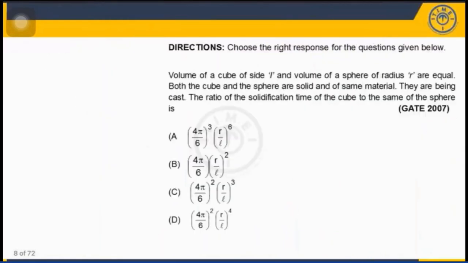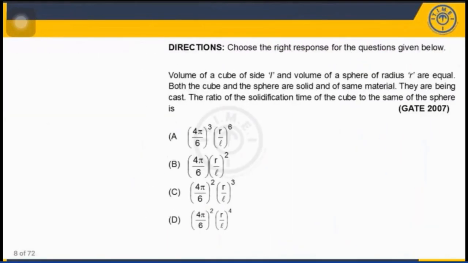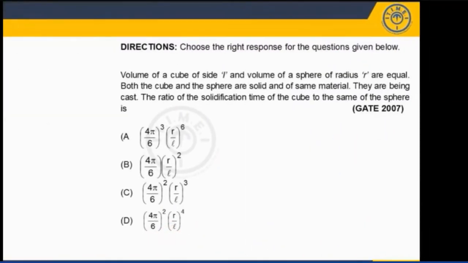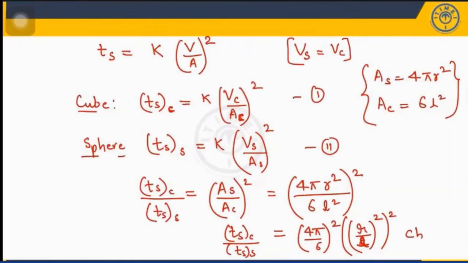So what is the r by l whole square to the power of square? Because this is r square by l square, or you can write it as r by l to the power of 4. So the correct answer for this question is D. So D will be the correct answer.